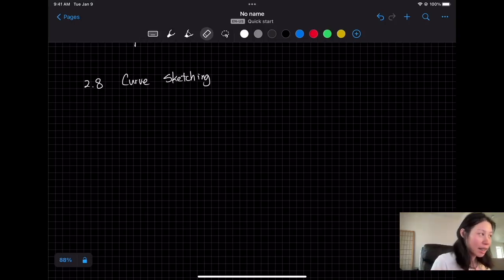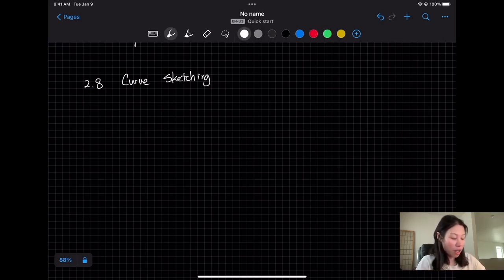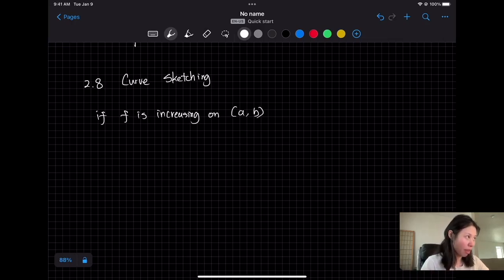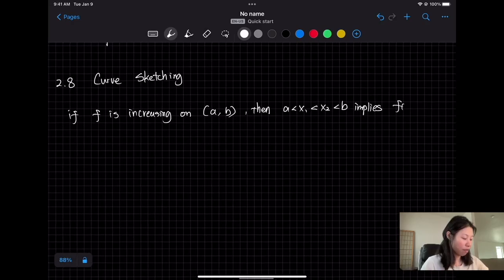Hello, welcome back. In this video, I'm going to talk about how to do curve sketching. Before that, let's talk about what the graph looks like if it's increasing or decreasing. By definition, if the function f is increasing on the interval from a to b, then for any two numbers x1, x2 in the interval a to b where x1 is less than x2, this implies f of x1 is going to be less than f of x2.